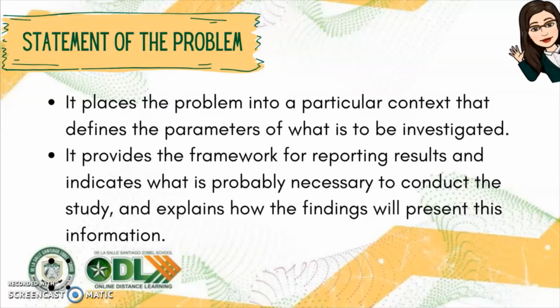Now, the SOP is something that we have to always check on. We have to go back and forth. In what sense? It provides the framework for reporting results. That means when you write your Chapter 4, you have to consider your statement of the problem. Another one, it indicates what is probably necessary to conduct the study, which means you have to consider your SOP in designing your methodology. And lastly, it explains how the findings will present this information. So this one is a fusion of your Chapter 4 and Chapter 5.